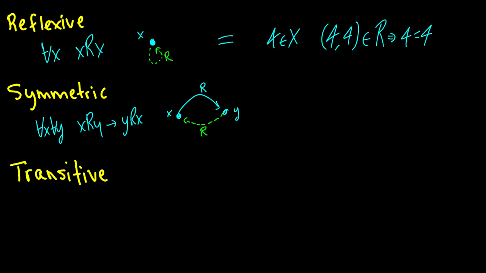A good example for this is inequality. So if we say it is not equal, okay, so if 4 is not equal to 3, then that means that 3 is not equal to 4.